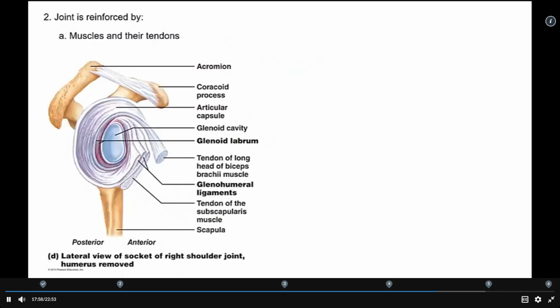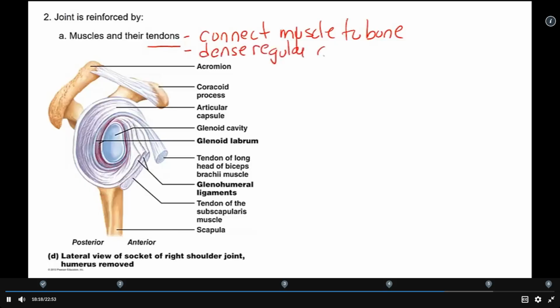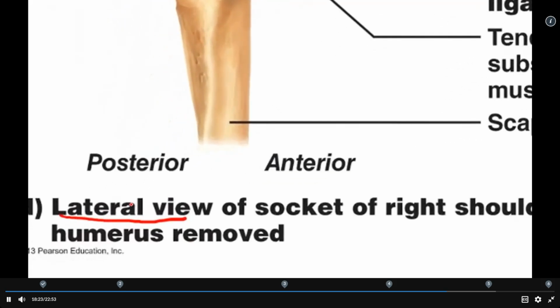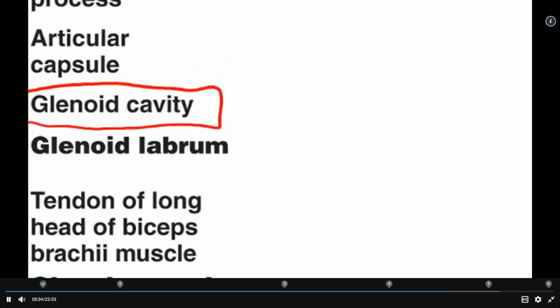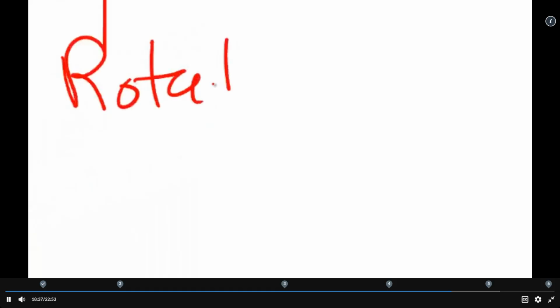So what stabilizes these joints? Well, one thing is muscles and their tendons. Now remember, tendons connect muscle to bone and are often constructed of dense, regular connective tissue. This is a lateral view of the shoulder, and they've removed muscles and other things, and you can see the glenoid cavity here in the center. What you're looking at here are actually tendons which make up something called the rotator cuff.